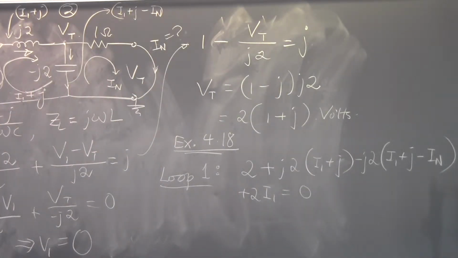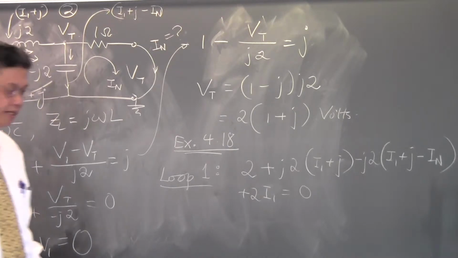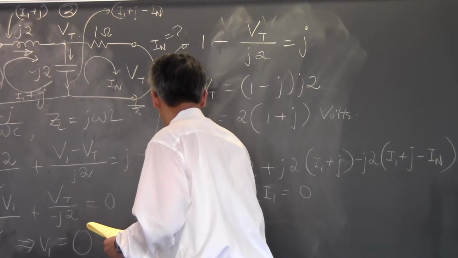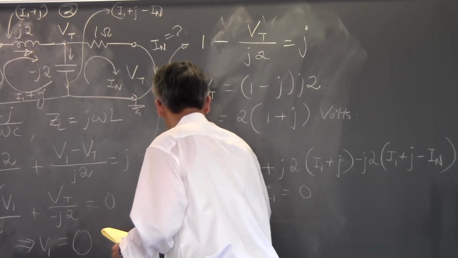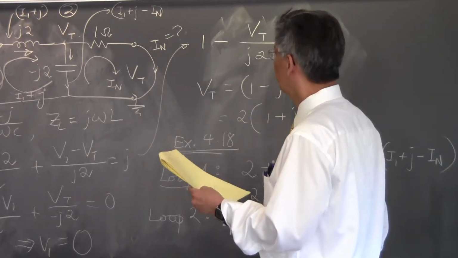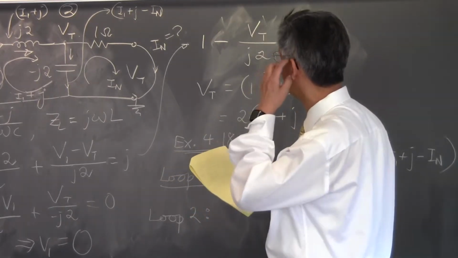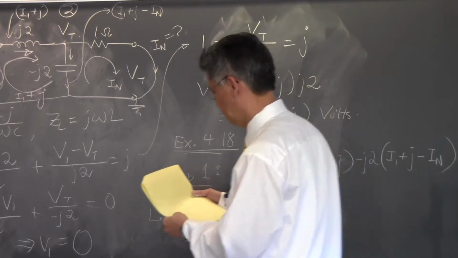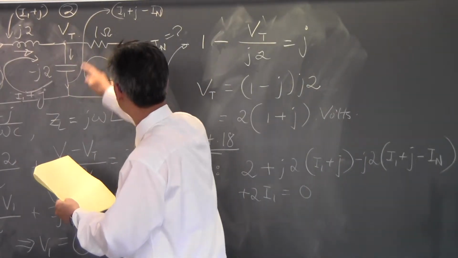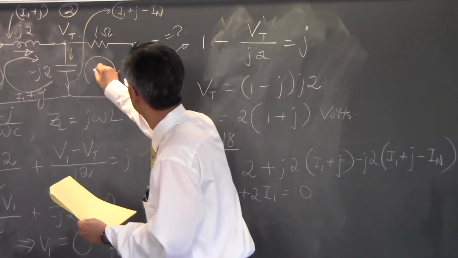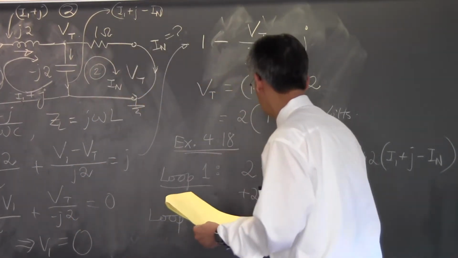Okay, so this is the current loop method. Loop 1 is this big loop over here. Then loop 2, which is this loop over here. Let me call this loop 2. And that big loop is loop 1, and this is loop 2.